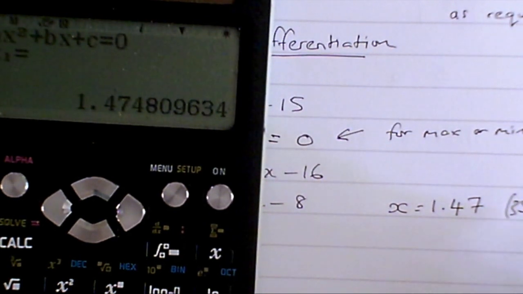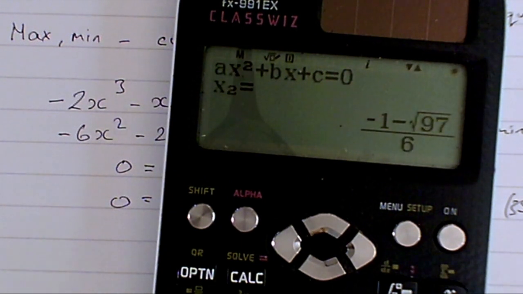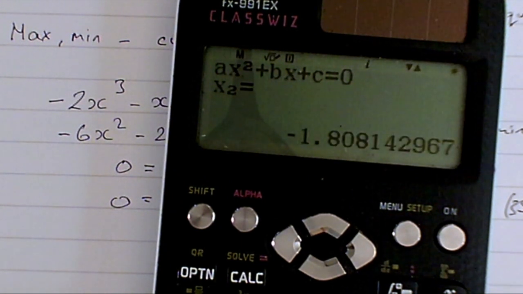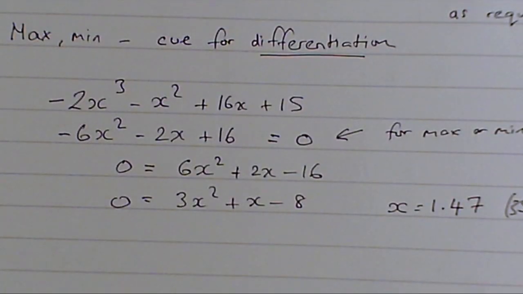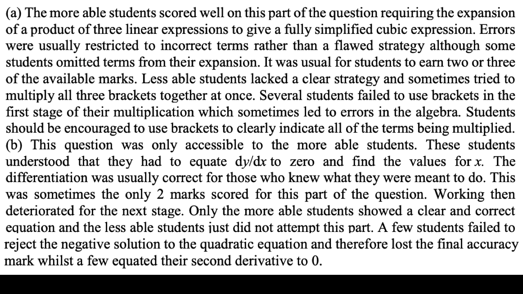Now, there would be another solution, of course, because quadratic equations usually have 2 solutions, don't they? If I look at the next one, I'll see it's negative, so that can't be the answer. I can't have a negative length, so I'm going to have to stick with 1.47. And that's the answer. If x was 1.47, that'll give you the maximum, the biggest volume of that shape.